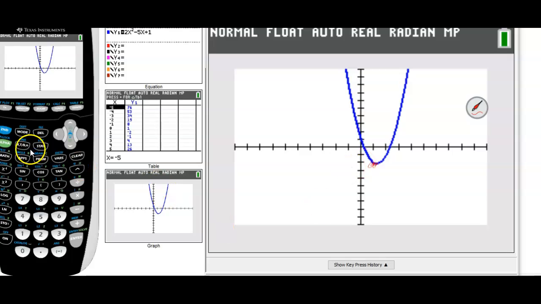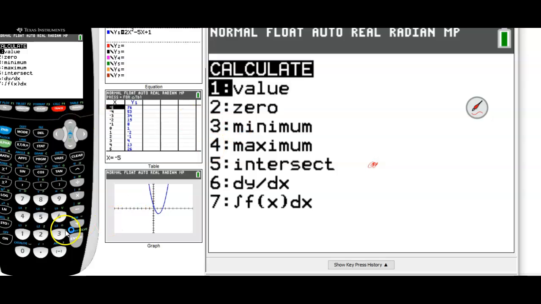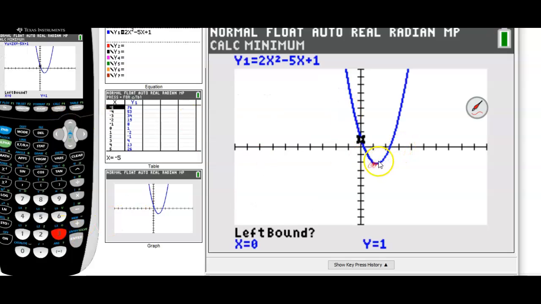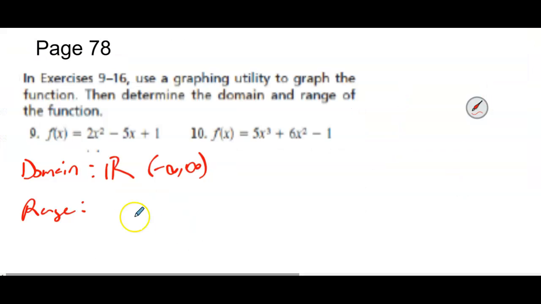So how you do that is 2nd, then trace, then minimum. Minimum because it's concave up. That's a minimum. So click enter on the left bound and jump over to the right side, hit enter anywhere on the right side of that minimum. And then boom, there we go. Y is negative 2.125. So we're going to say the range is y greater than or equal to negative 2.125. Or you can say negative 2.125 to infinity. That will be the range.